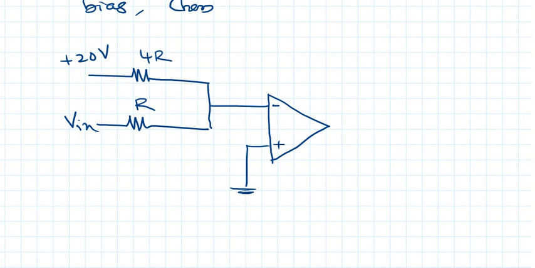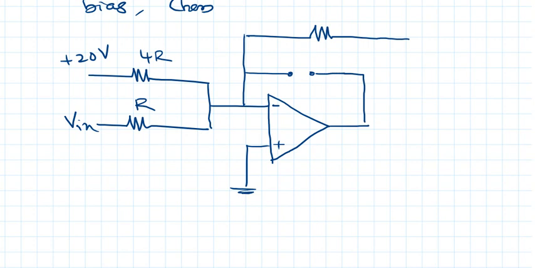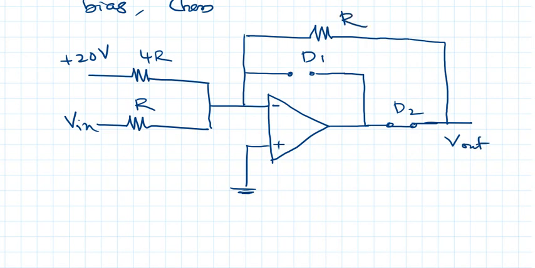ഓക്കെ, here diode D1 is open circuit, and D2 is closed circuit, so it will be like this. Okay, so this point is VA and this point is V out. I just want to write the equation for V out.